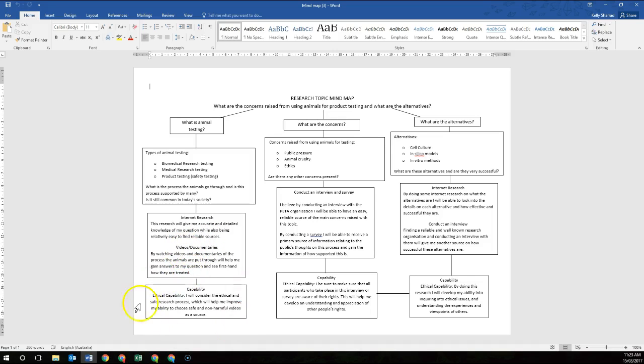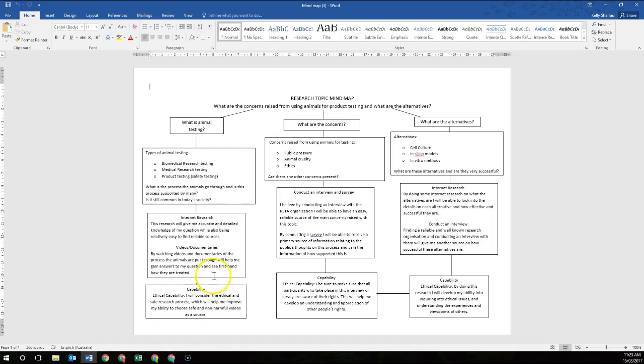Then the final and last box in this column is about how it relates back to their capability development. So this person has chosen ethical capability, therefore they've addressed which of those dot points they think they will develop when researching this sub-question.